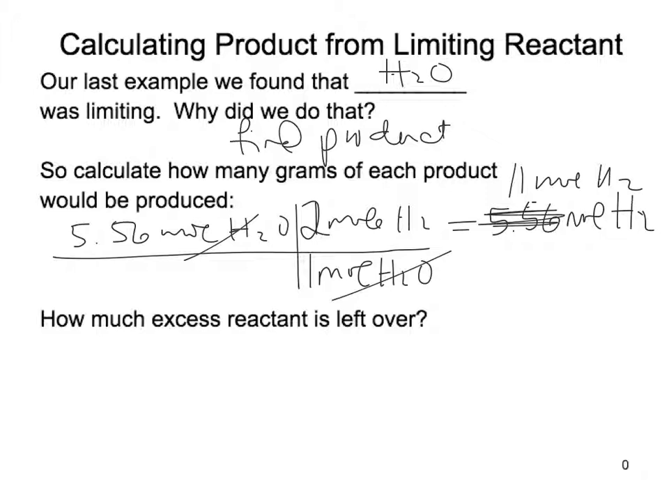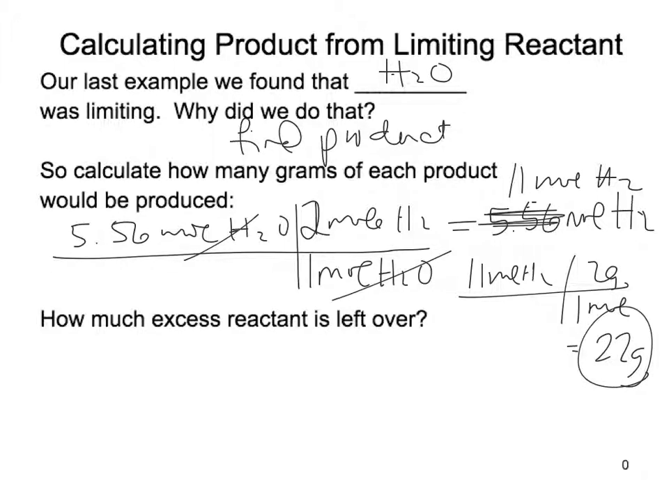Okay. So we can also take that and we can say that 1 mole is 2 grams and we should make 22 grams. Okay. How much excess reactant is left over? Well, if you looked up at the excess reactant, we saw that that was CH4.